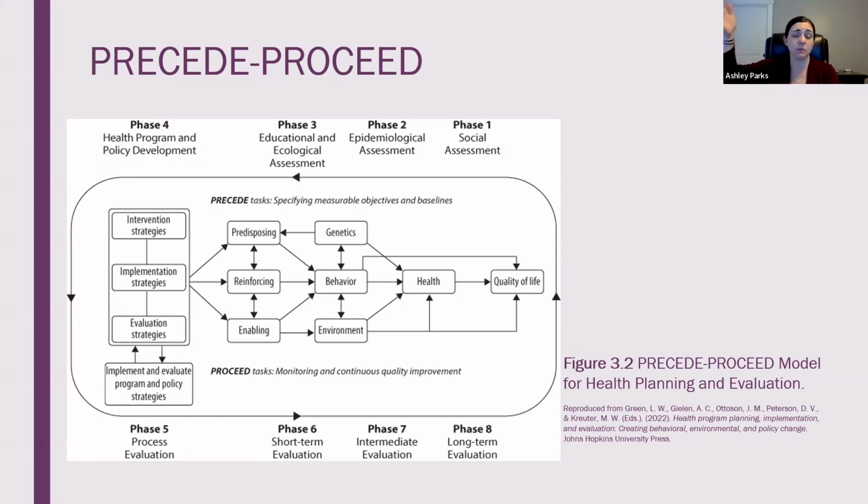We look at the environment. We perform an epidemiological assessment in many cases, looking at disease incidence. Then we move into looking at educational and ecological factors, the world around us, a little bit further, right? And if you notice the graphic in the middle, we're looking at genetics and behavior and environment, all these different factors to try to see if they help or hinder our ability to move forward.